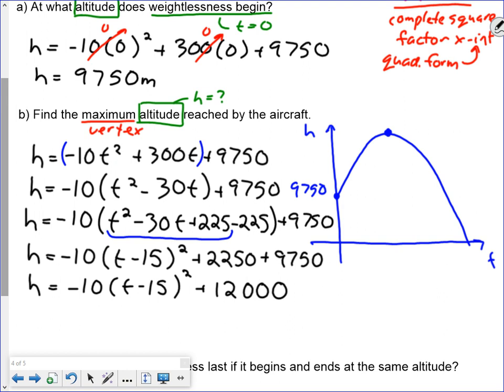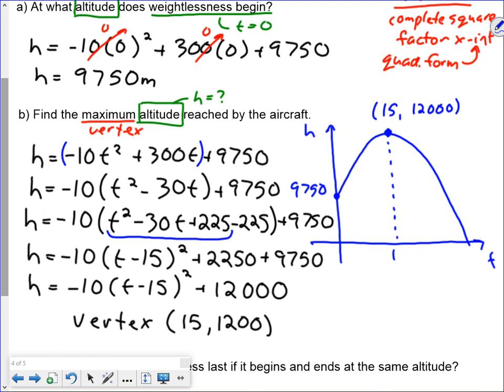Okay, so our vertex from our vertex form here is going to be 15, 12,000. We could add that onto our little diagram over here. The 15 is going to be the t value where this occurs. The 12,000 is going to be the h value, which is our maximum. So this is t and this is h. So what were they asking us for in the question? Find the maximum altitude. We can say that the max altitude is 12,000 meters. That value for h.